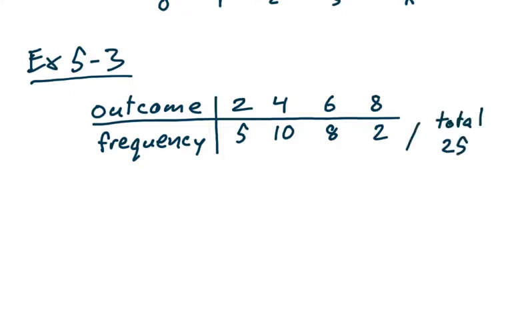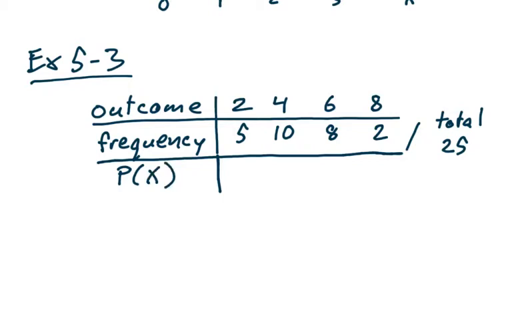So we have the frequencies. I've gone ahead and totaled up those frequencies, so we have a total of 25 packages of batteries that are sold. And I'm going to go ahead and compute the probabilities for each one of these outcomes. So we'll take the frequency for that outcome divided by the total frequency for the whole sample. So this gives us 1/5, or 0.2. This would give us 2/5, or 0.4. This one works out as 0.32, and this last one is 0.08.